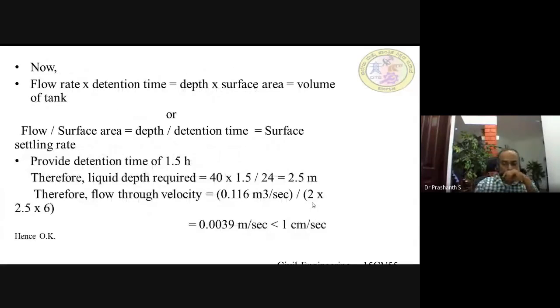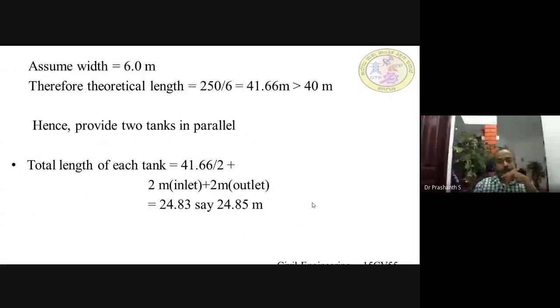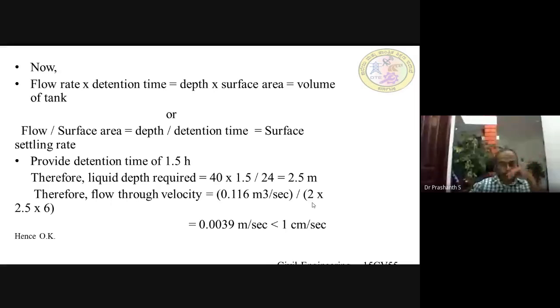Sorry, we have missed this one. We have to start with the detention time. Once you get the total length of the tank, 24.85 meter, next we are going to assume the detention time of 1.5 hour. So what is the liquid depth required? Liquid depth required we get is 40 into 1.5. Here the formula is there. Using that formula, we know 40 into 1.5 divided by 24, that is 2.5 meter.